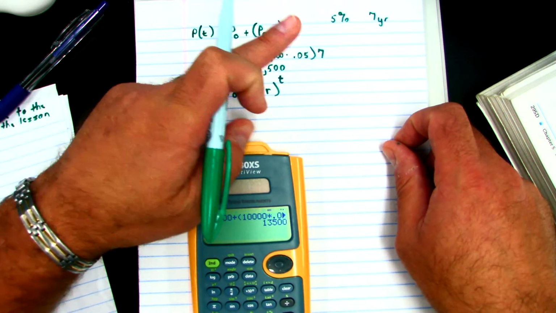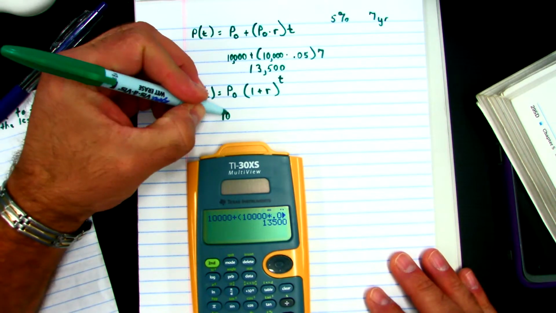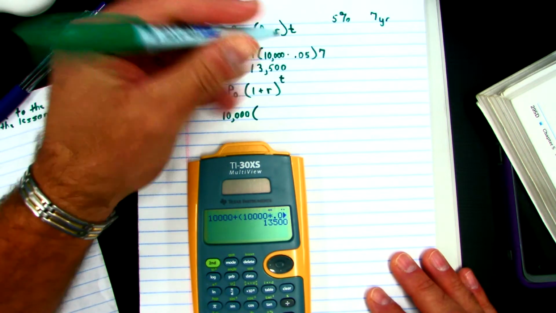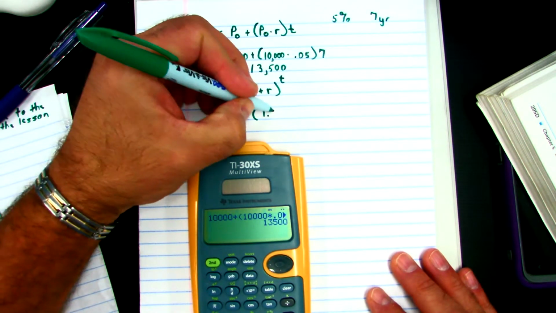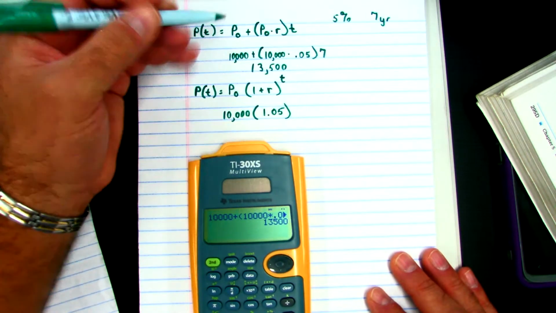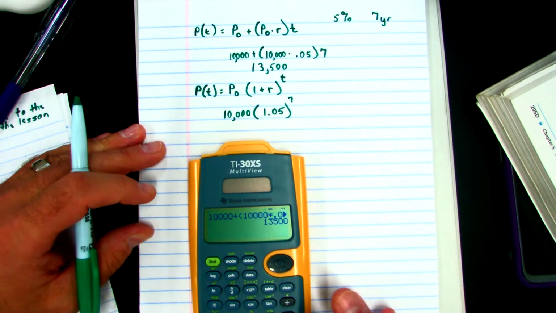And then the way we do it is, again, I write it out. The original amount was 10,000. Parentheses, 1 plus 0.05 is 1.05. And then for 7 years, I would raise it to the 7th power. And once again, I go ahead and type it in.